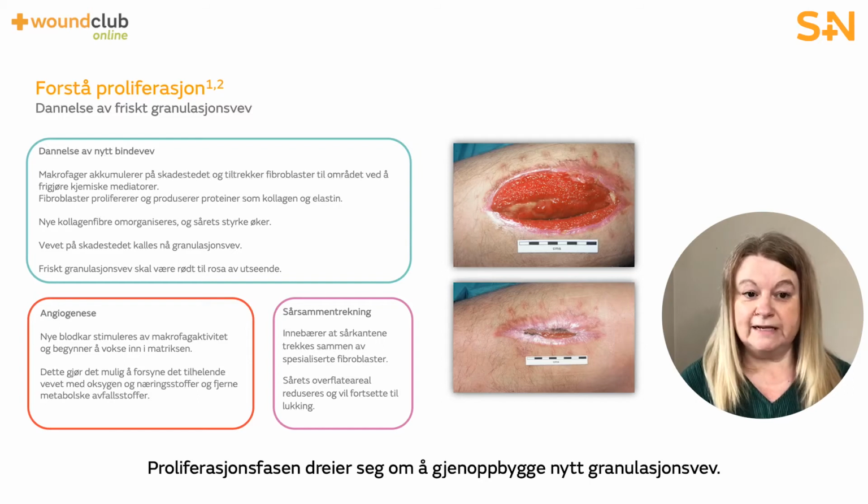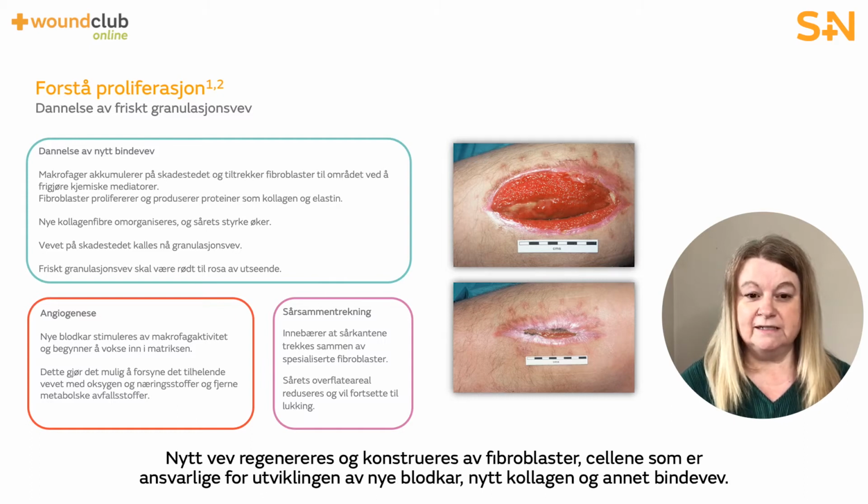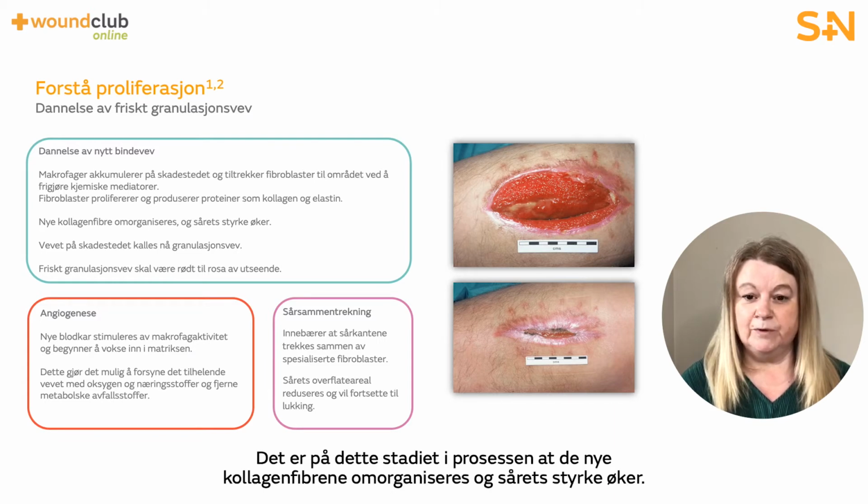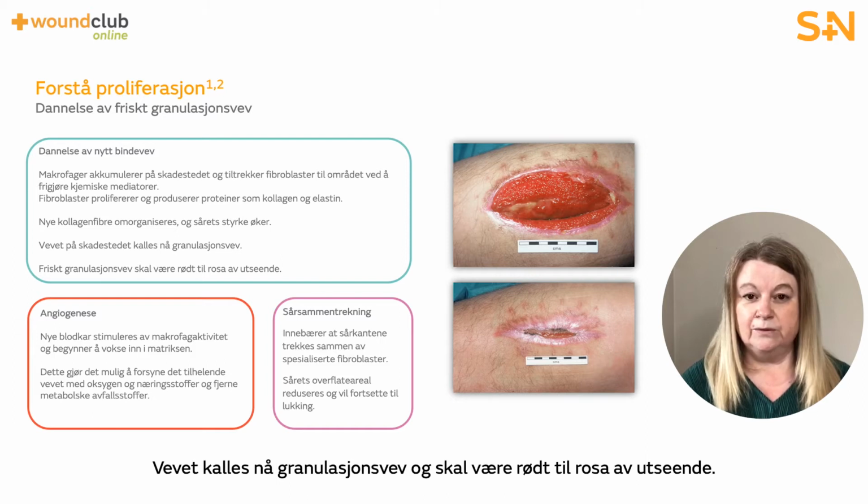The proliferative phase is about rebuilding new granulation tissue. New tissue is regenerated and constructed by fibroblasts, the cells responsible for the development of new blood vessels, collagen, and other connective tissue. It is at this stage of the process that the new collagen fibres start to reorganise and the strength of the wound increases. The tissue is now referred to as granulation tissue and should be red to pink in appearance.